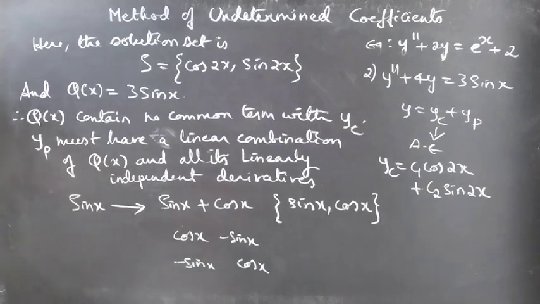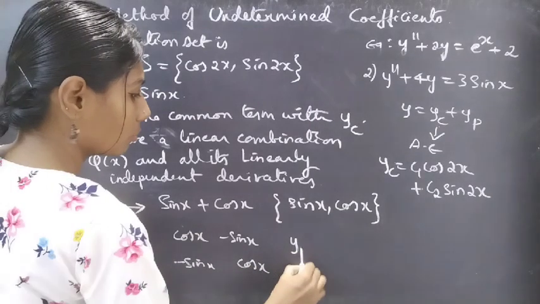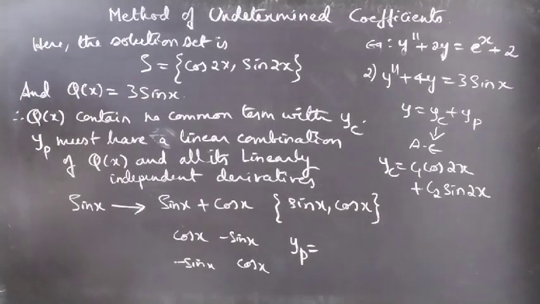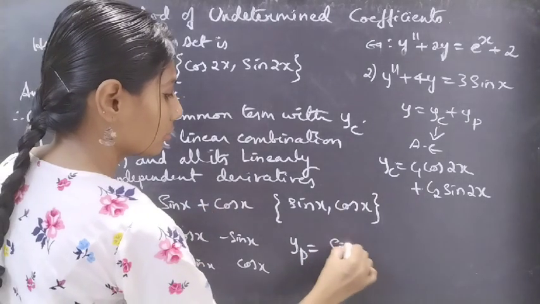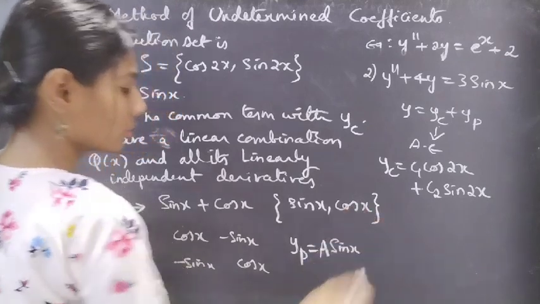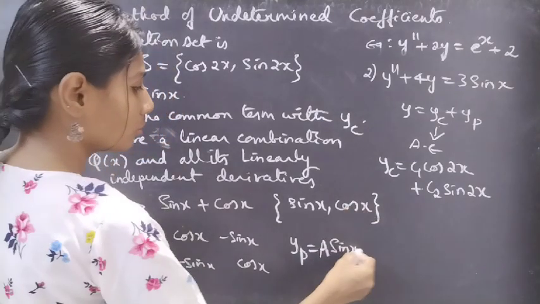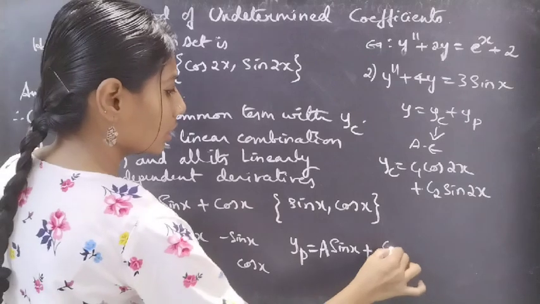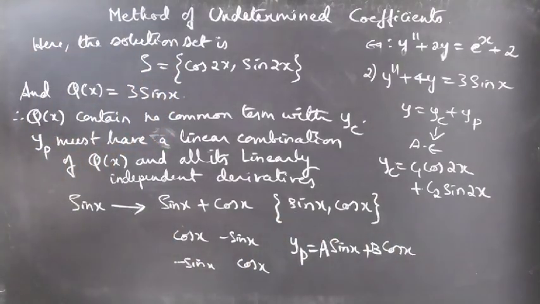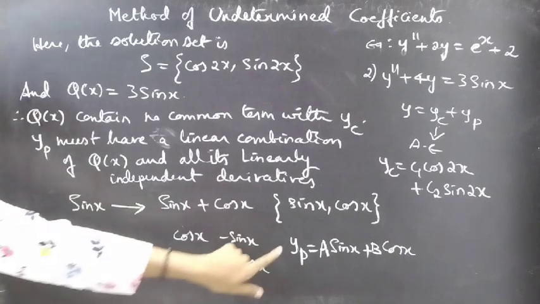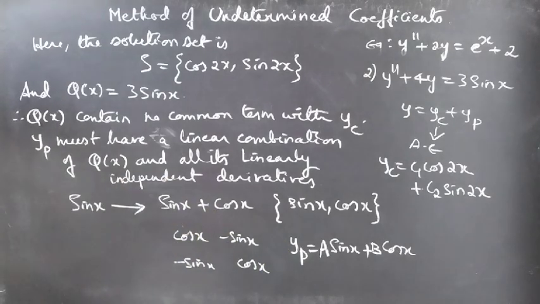So here we'll pick yp as yp equal to, we'll take sin x and cos x in it, right? Take one constant or coefficient, say a, for this sin x, and a coefficient, say b, for cos x. Okay, we'll choose yp equal to a sin x plus b cos x.